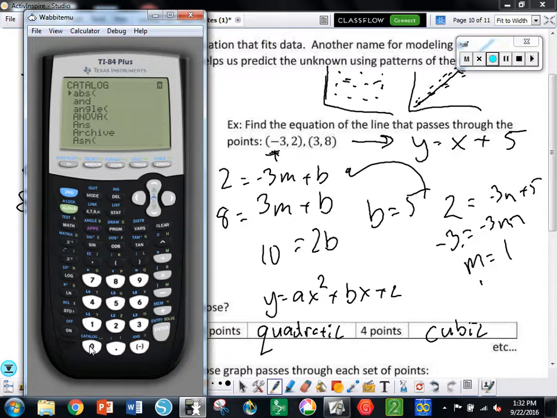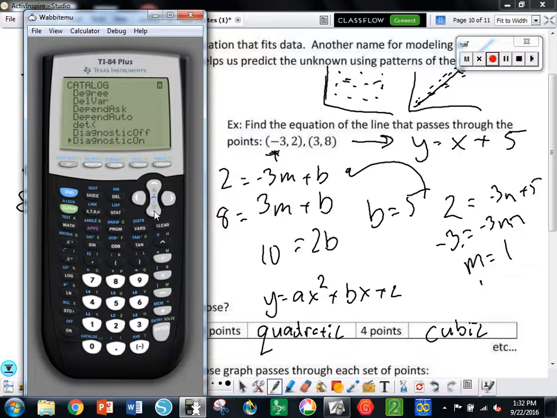Okay? I am going to look for what we call our diagnostics. So what I'm going to do is see this button, x raised to the -1? I'm going to push that. That'll take me to D. Notice how I skipped right to the D? Could I just scroll down if I wanted to? Sure. But I hit D, so I didn't have to. Then I'm going to push down until I find diagnostic on.